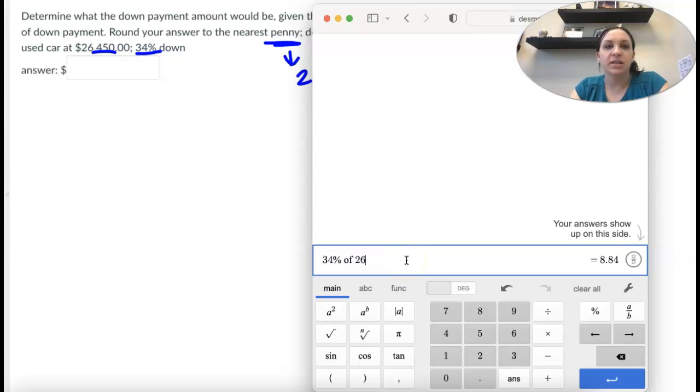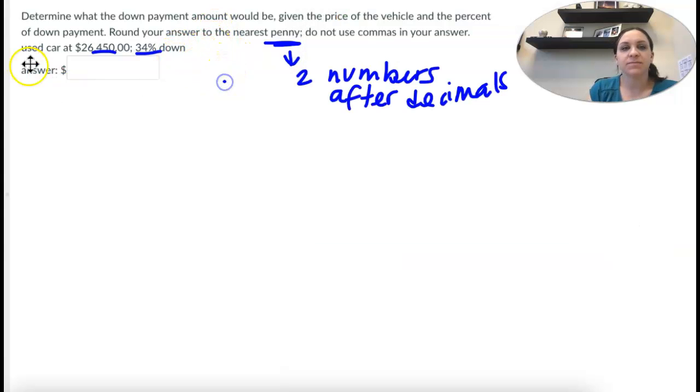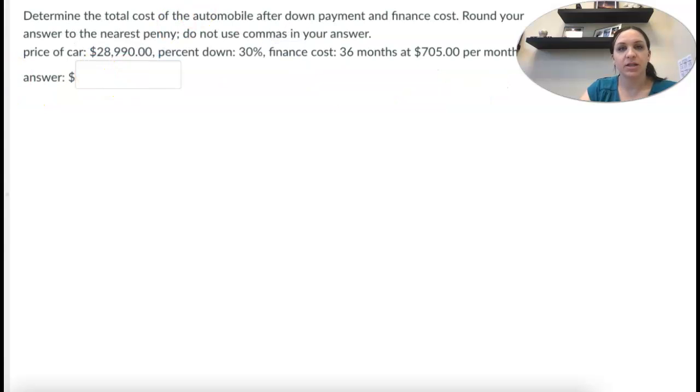So 26,450. And you can add the cents, it's not going to change the answer. So 34% of that would be $8,993, and we want nearest penny, so we're going to put .00, because there's no cents on this one. Okay, that's it for that one. Let's look at the next one.